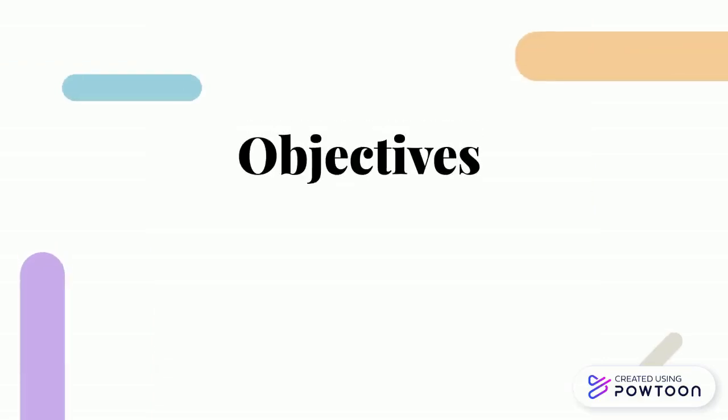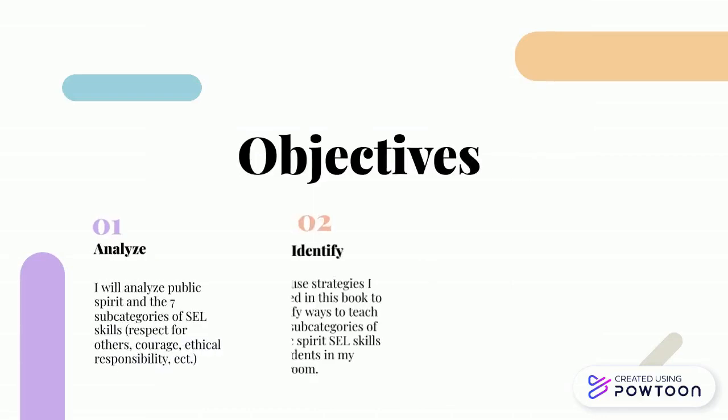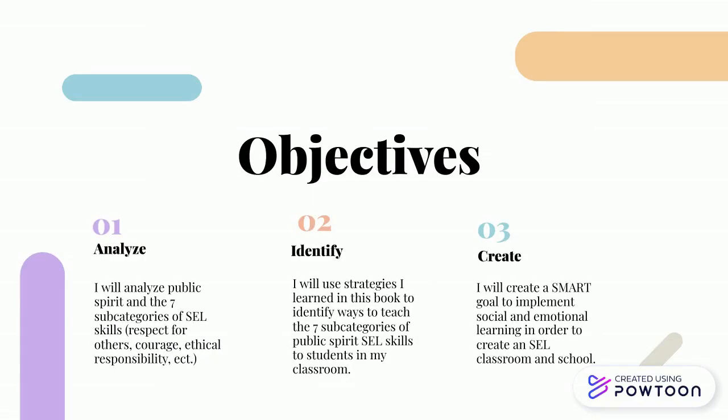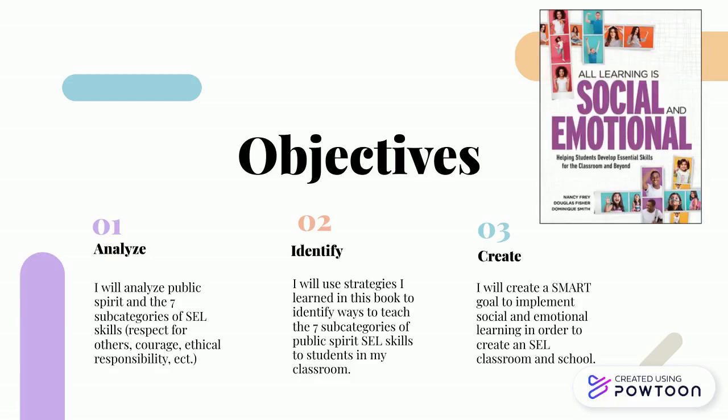Our objectives for this discussion are to analyze public spirit and the 7 subcategories of social and emotional learning skills, use strategies learned in our text to identify ways to teach the 7 subcategories, and finally to create a SMART goal to implement social and emotional learning into our future classrooms.